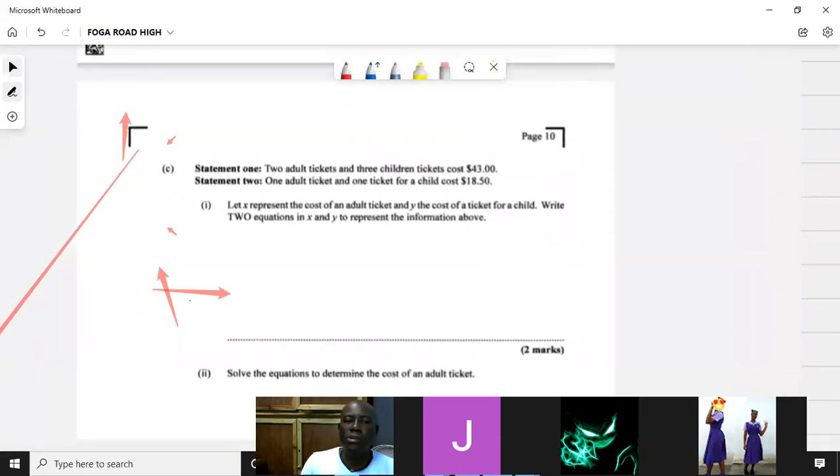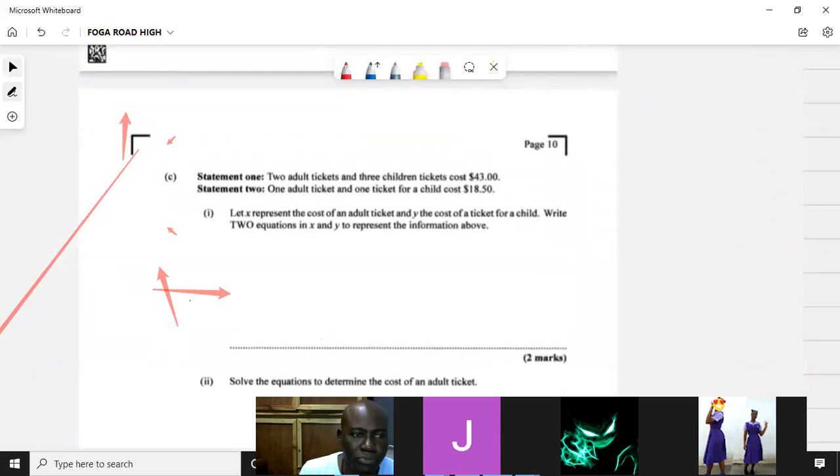At number 2, they could do this to you as well. Check it out. This is a C part, and they're giving us some statements. The statements are as follows. We have 2 adult tickets and 3 children tickets cost $43. And then in another situation, 1 adult ticket and 1 ticket for a child costs $18.50.